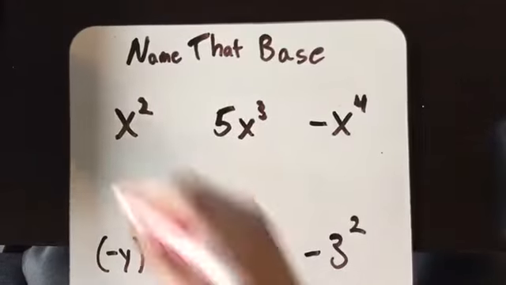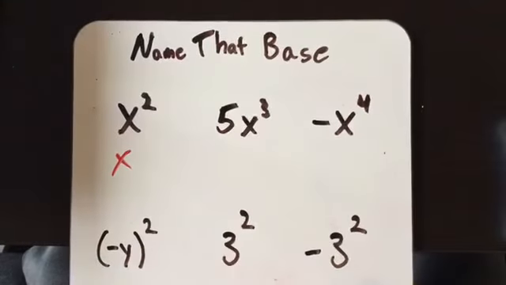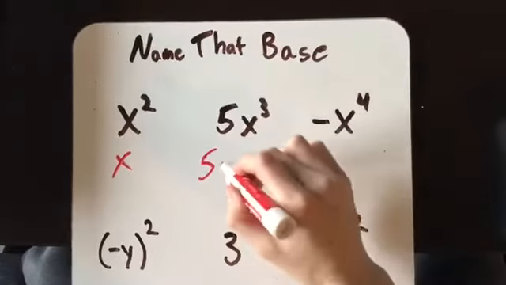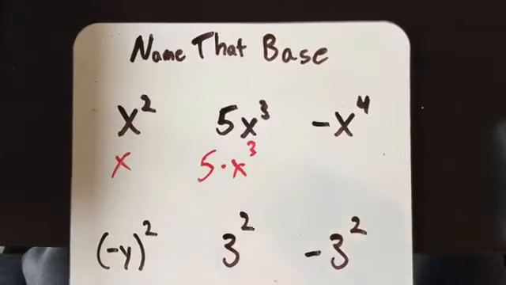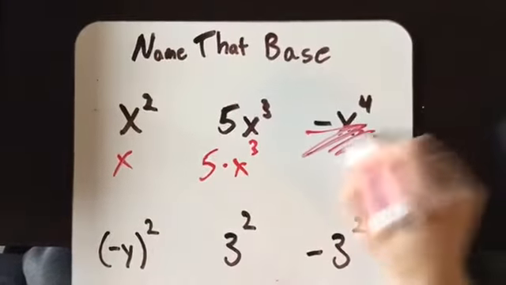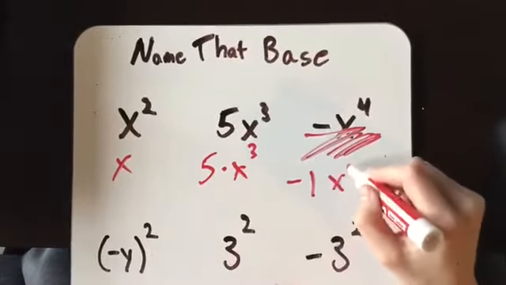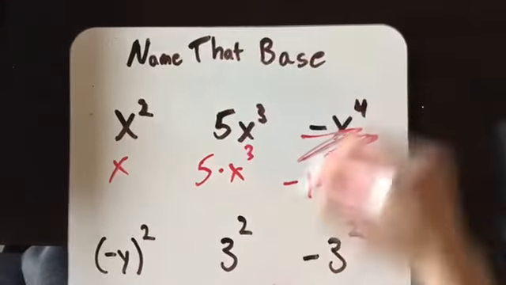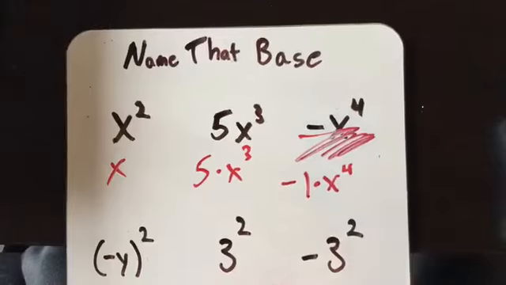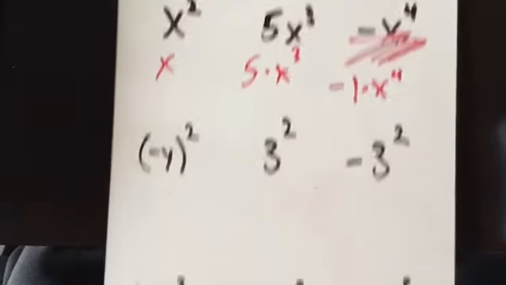X squared, yes, the base is x. 5x to the third, yes, the base is also x. That 5 is the coefficient. Negative x to the fourth, no, the base is x. That negative 1, that's a coefficient. The negative is negative 1 times x to the fourth. But what if it has parentheses?